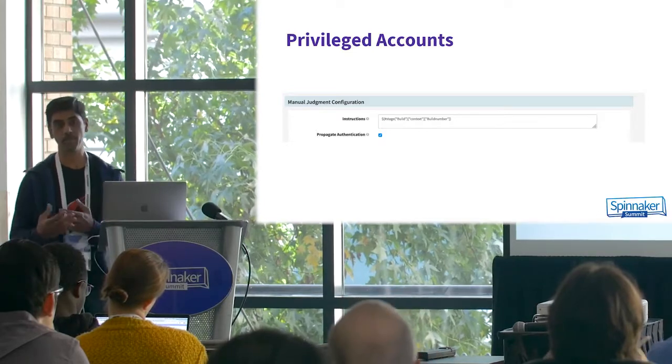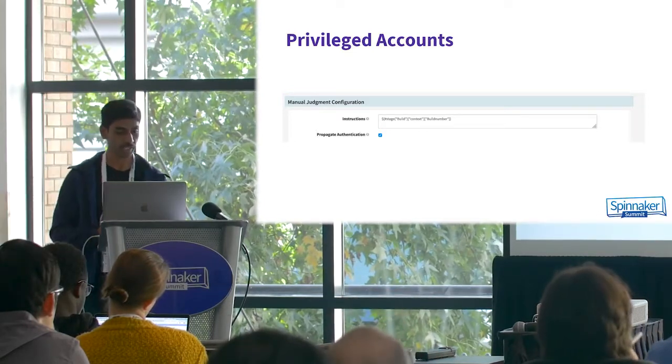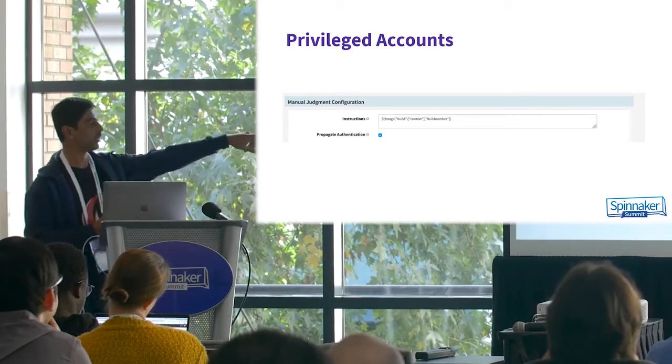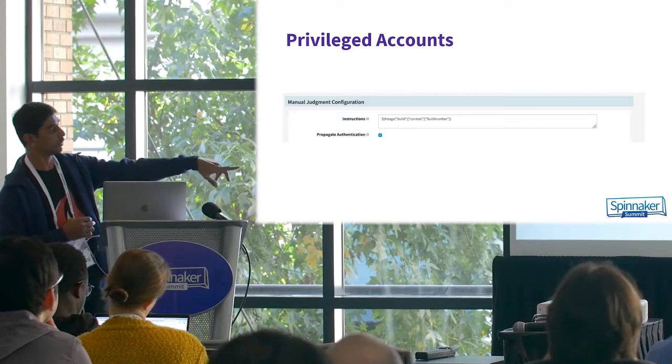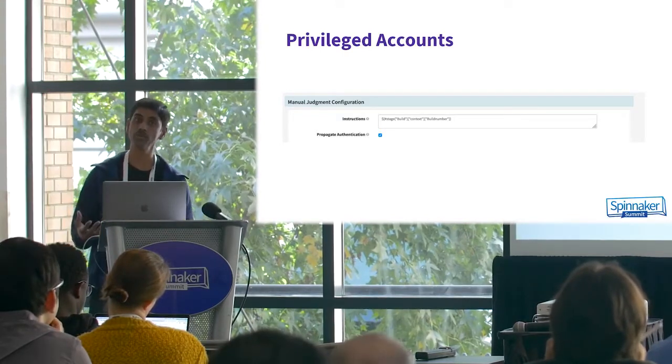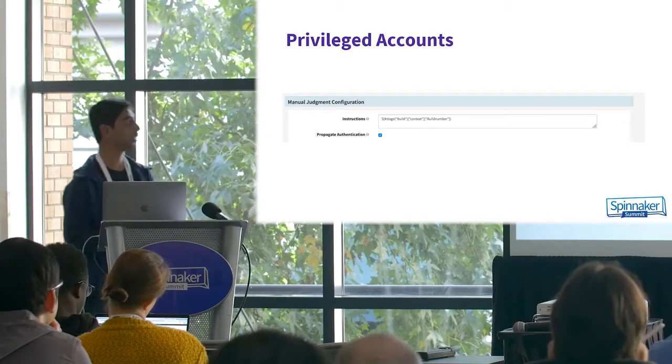And you need some kind of privilege escalation after the policy check, so that it provides this ability of propagating authentication. And this is a new feature that we're adding, where you could specify which groups can actually execute this judgment.